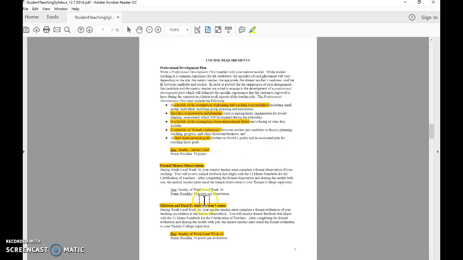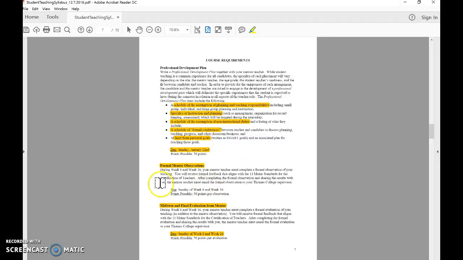And there's 5 required pieces to it: the schedule of the assumption of teaching responsibilities, specifics of instruction and planning, a schedule for assumption of non-instructional duties, so like recess duty or lunch duty, schedule of formal conferences, and at least 3 professional SMART goals. If you're unfamiliar with SMART goals, you should touch base with myself, Dr. Rybakova, or Dr. Alexander for help with that. And that needs to be due on Sunday, January 22nd, and it should be uploaded to your Google Drive folder.